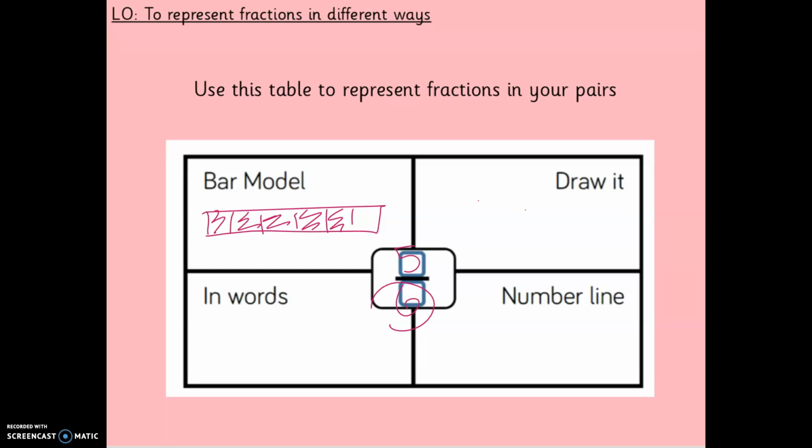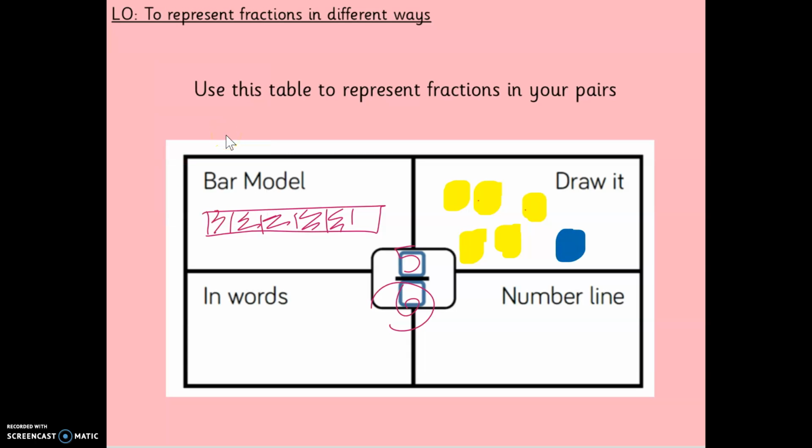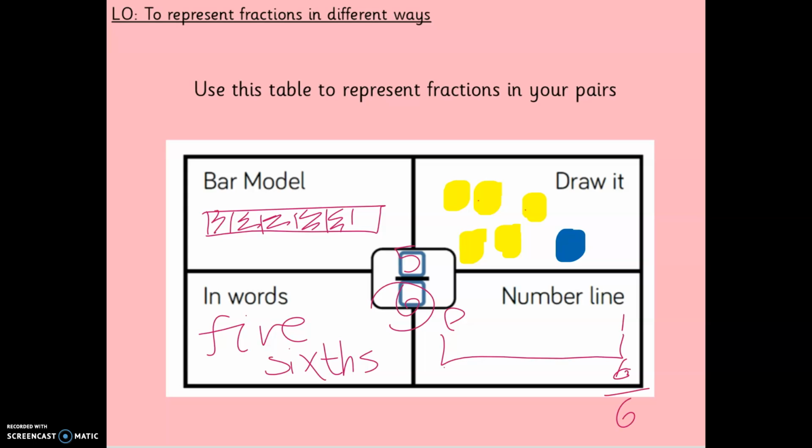Okay? On my draw it side, I think this time I'm going to draw 5 yellow counters and 1 blue counter. So that is 5/6 because 5 out of 6 of them are coloured yellow, and I'm going to write 5/6 in here. And then on the number line, I can draw, that'll be 0/6, 1, 2, 3, 4, 5, 6/6. And this here will be 5/6.